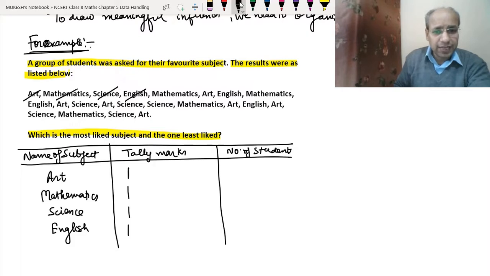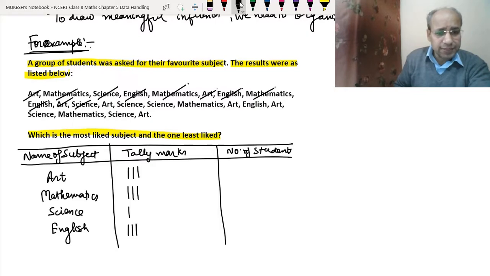Okay. Then again we have the mathematics. So we will make 1 line again in front of the mathematics. Then we have the art. So we will make 1 more line in front of the art. Then we have English. So we will make 1 more line in front of the English. Then we have mathematics. Then again we will make 1 more line against mathematics. Then we have English. Then we will again make a line against it. Then we have art. We will make 1 more line.